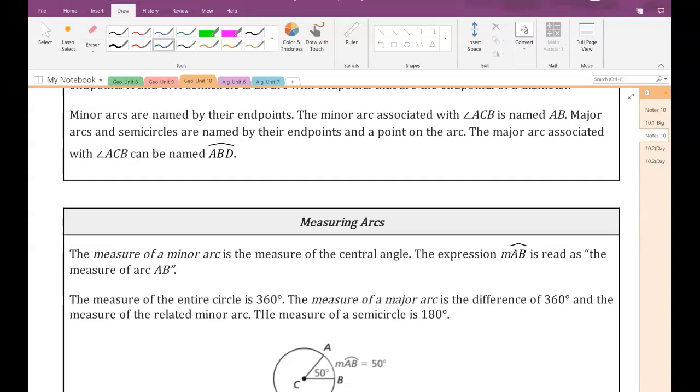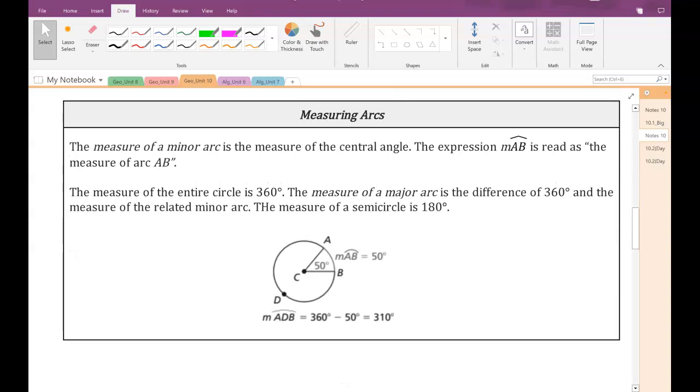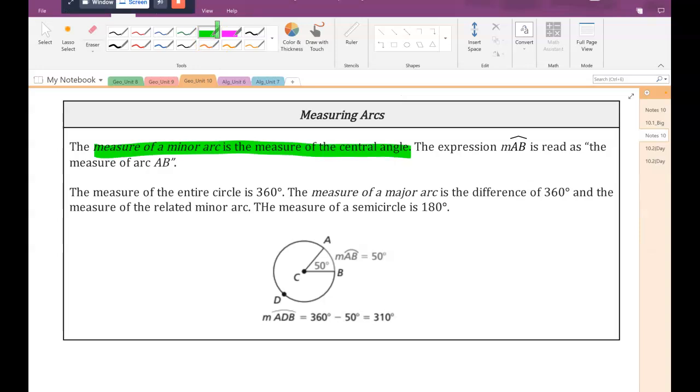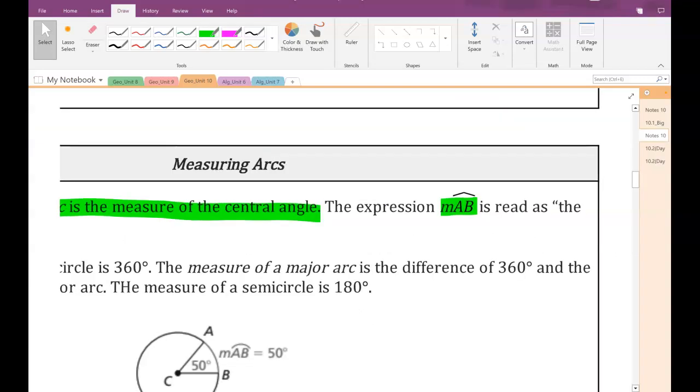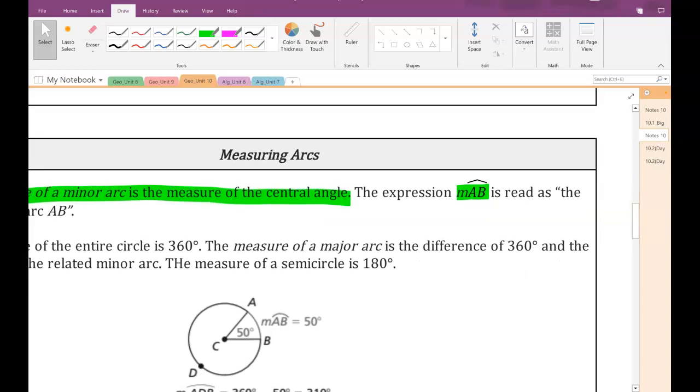So now we know what arcs are, or figure out how we measure them. So the measure of a minor arc is just the measure of whatever central angle you have. And if we have the expression like an italicized M, and then your AB with a hat on it, it's read as the measure of arc AB. Just like when we did the measure of our angle, we wrote out the name for our angle. Same idea here, but now we're talking about arc measurements.